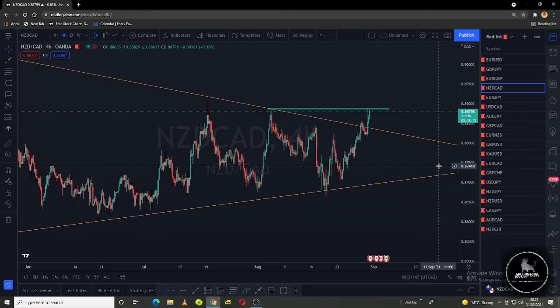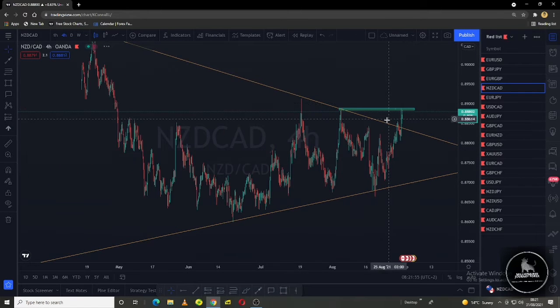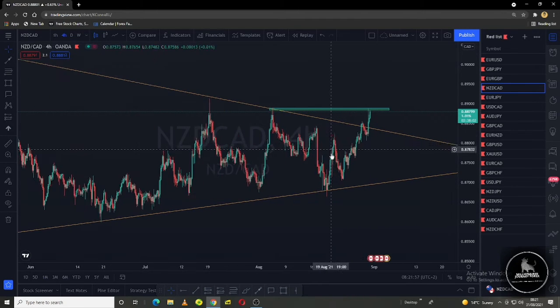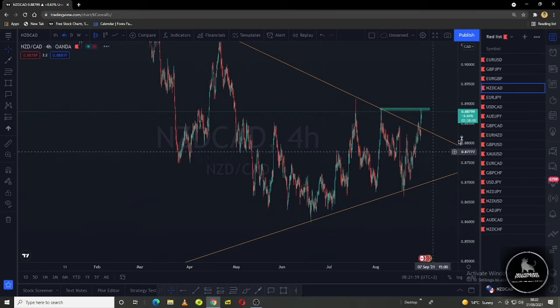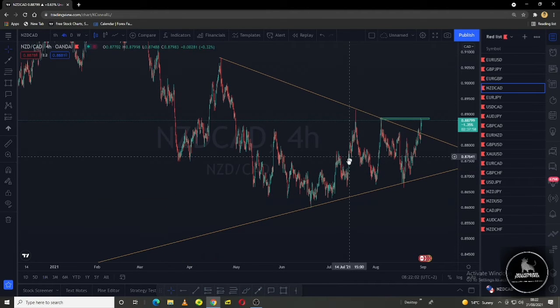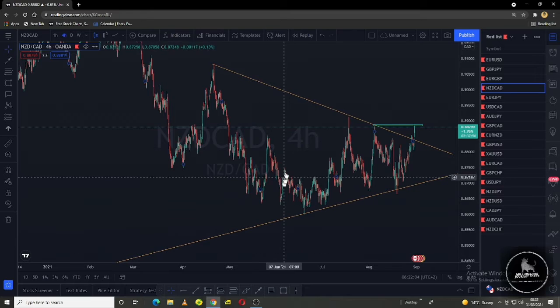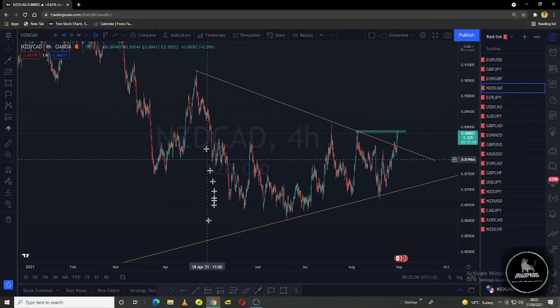On this video I will be showing you how I avoid false breakouts and how you can also do it too. So let's get on with it. As you can see on this chart, we have a trend line breakout, right?